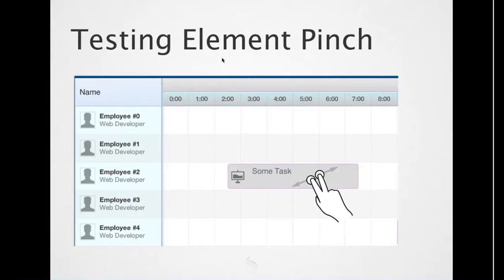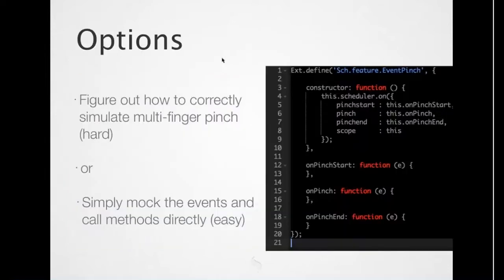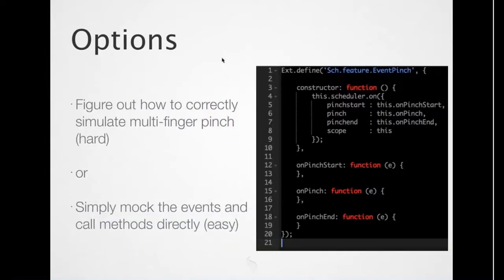So we kind of thought to ourselves, how can we do this better? And we looked at the actual feature class that handles this. It looks sort of like what you see on the right. We observe for the pinch start, the pinch, and the pinch end events.